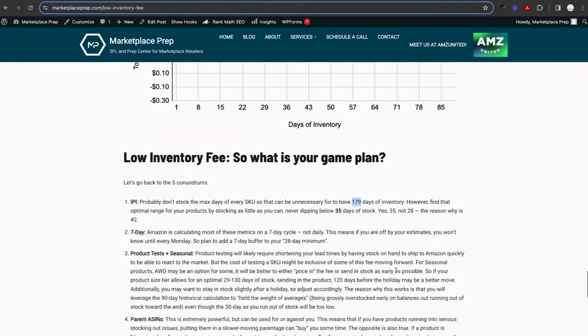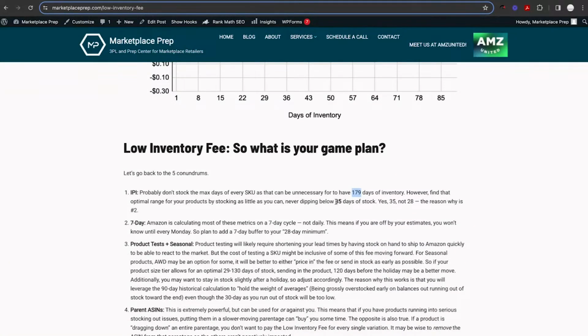So I say never dip below 35 days of stock. Reason being, number two, the 7-day rule. You want that 7-day buffer for that data collection where you don't dip below 28 plus 7 because you don't have that visibility during that final week. Now, once again, this is days of stock and a historical average. So you have to factor that in. There are ups and downs, but you want to keep it above 35.